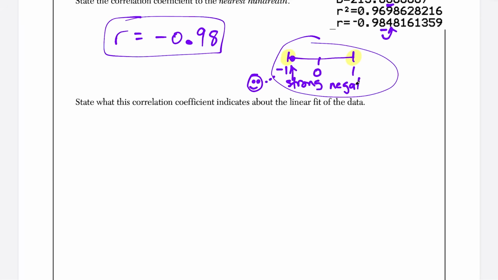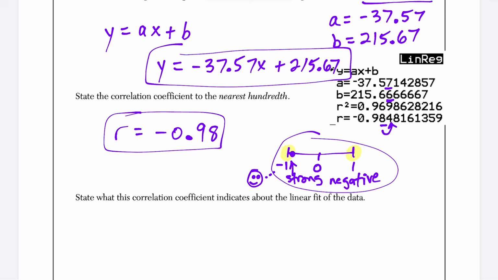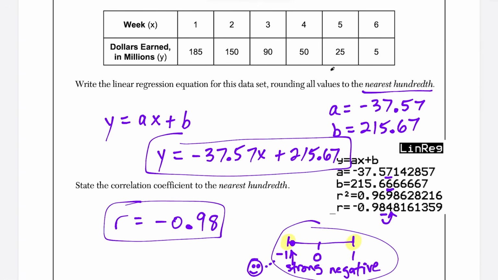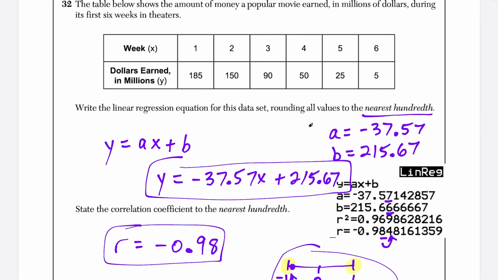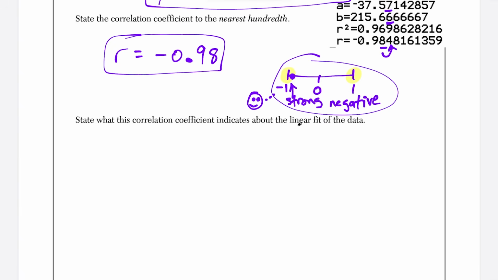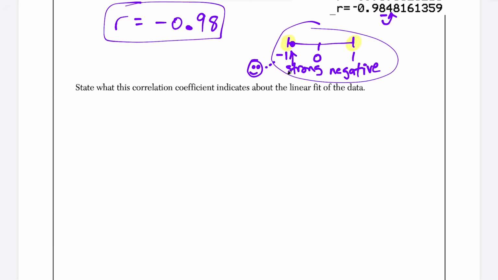And what happens is, as we get closer to -1 or +1, that just says that in the context of the situation, this line of best fit is a good representation of the data in the table. If we were to plug in these x values here, we're going to get values really, really close to the ones here. And it'll be a pretty nice indicator of what would happen at 7, 8 weeks and so on. So we could just say here that this is a strong negative correlation coefficient, and the linear regression equation is a good fit for the data.